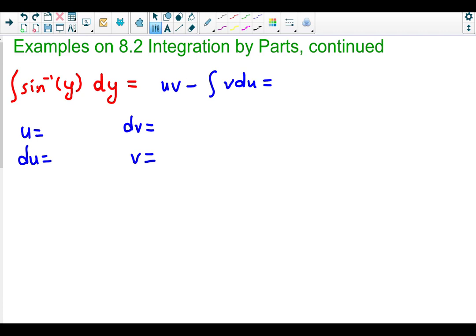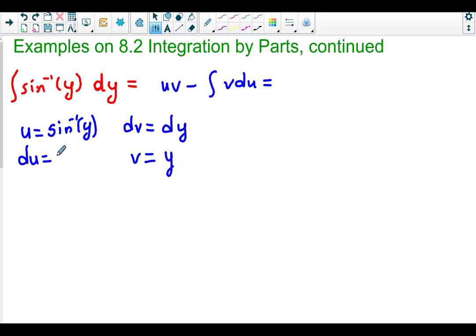So we really have only one choice here. We're going to let u be sine inverse of y, because we don't have to integrate it, right? And let dv be everything else, in this case dy. So the integral of dv is v, and the integral of 1 dy is going to be just y.